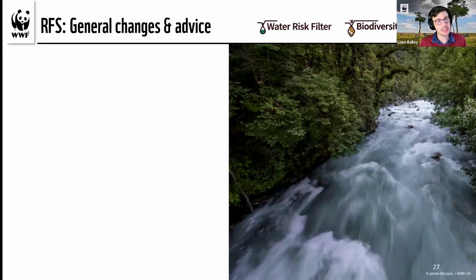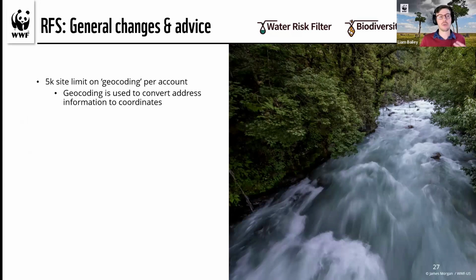Within the Risk Filter Suite, when we've done these updates, one other thing that's important to know is that we now have a limit of 5,000 sites per account that can be geocoded. Now, geocoding is the process of converting address information into coordinates. This is something that we previously had provided an unlimited access to for all users. But as the number of users in the tool has increased substantially over the past years, this has become untenable.